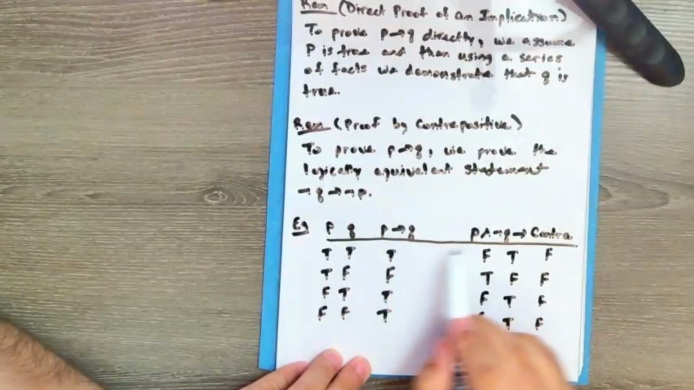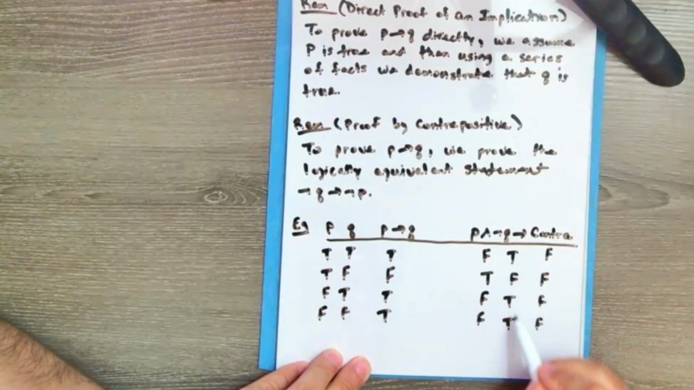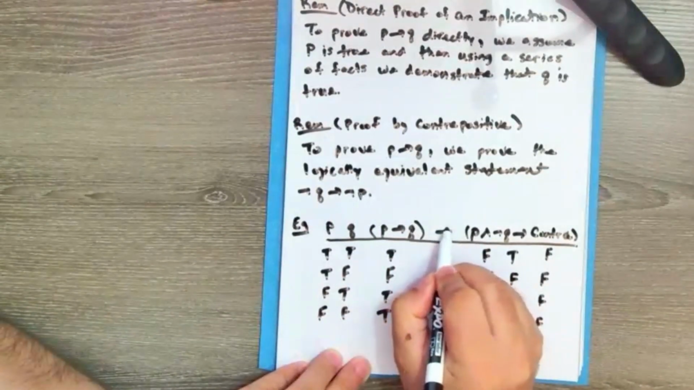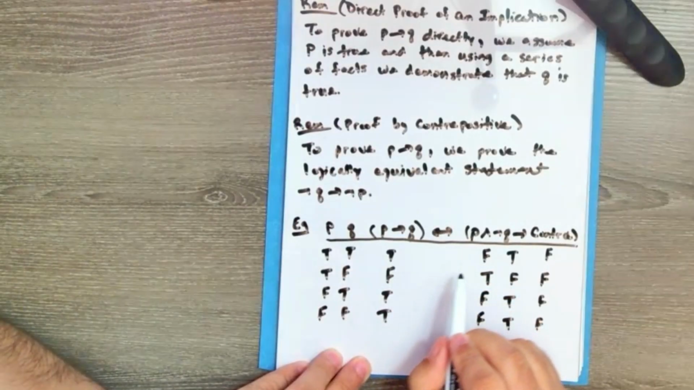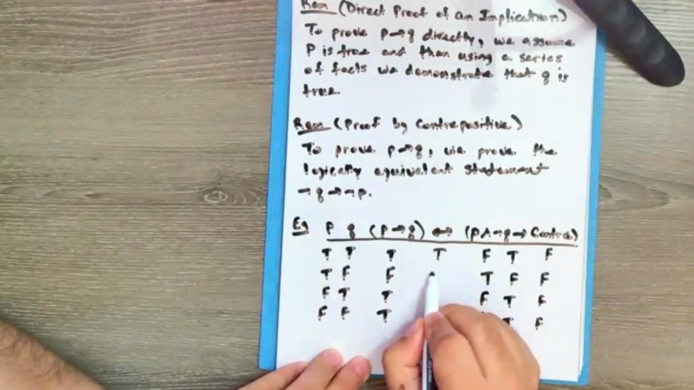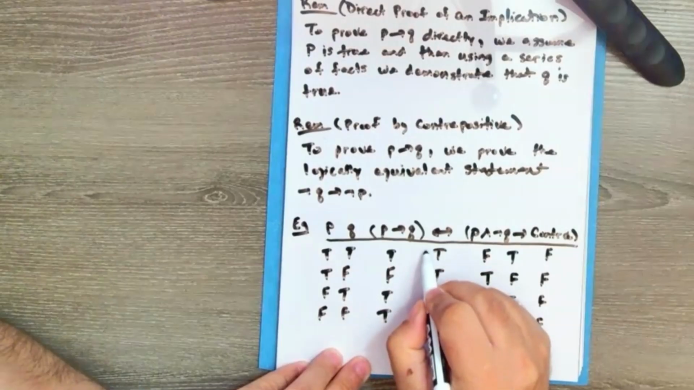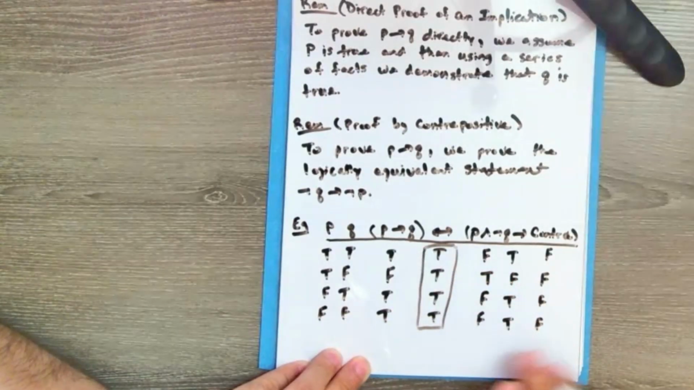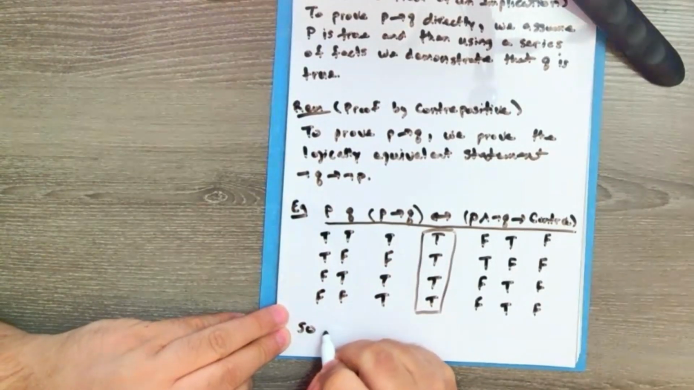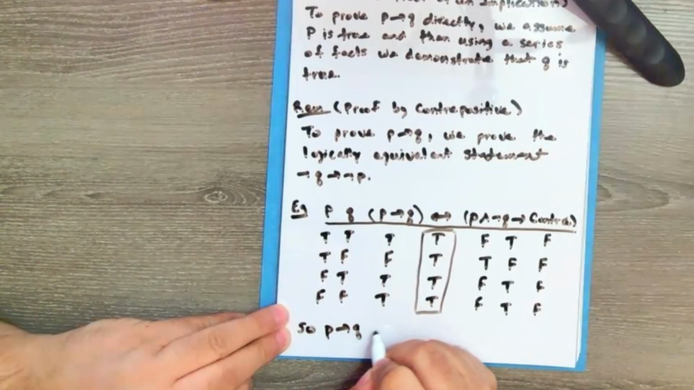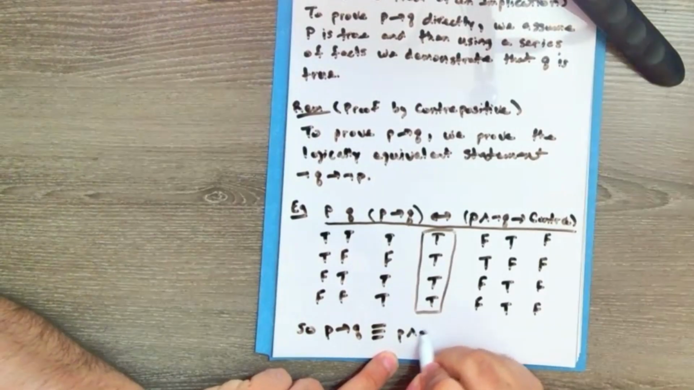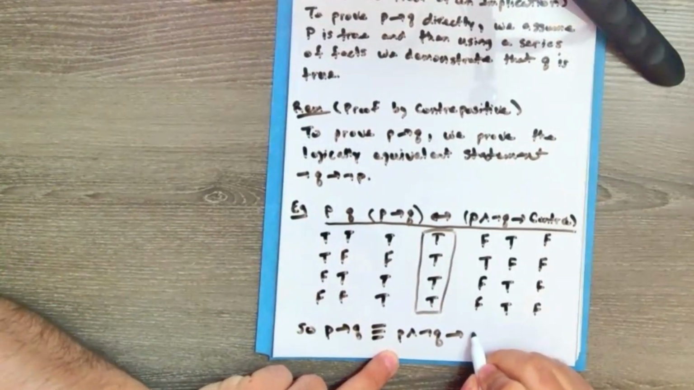So notice that these two statements have identical truth tables, and so if we join them with a biconditional, since the truth values are identical in all cases, the biconditional is true in all cases. So we have a tautology, and we have demonstrated that an implication, P implies Q, is logically equivalent to P and not Q leading to a contradiction.